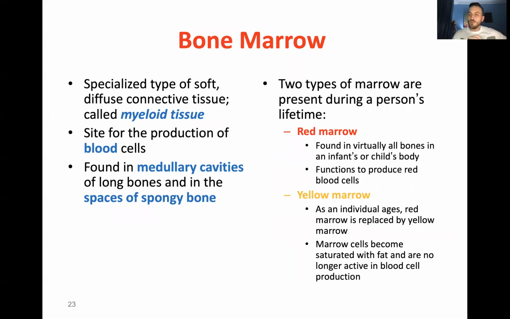Okay, the bone marrow, the myeloid tissue, is responsible for the production of blood. We have two types, the red and the yellow. The red is the active form that's producing blood. It's more in childhood and young people. As you get older, it will be exchanged with the yellow marrow, which is fat tissue. Fat deposition inside the red marrow makes it yellow, non-functioning, non-productive for blood cells.